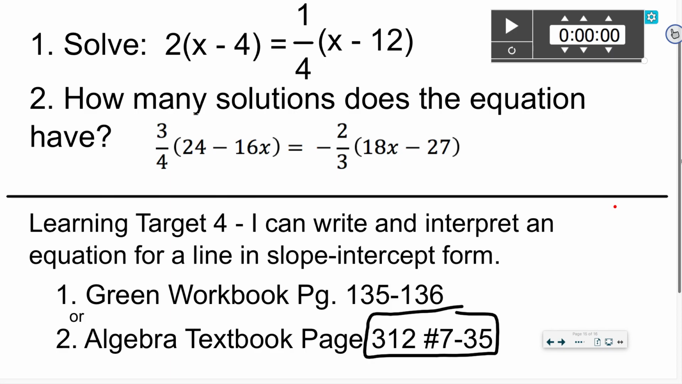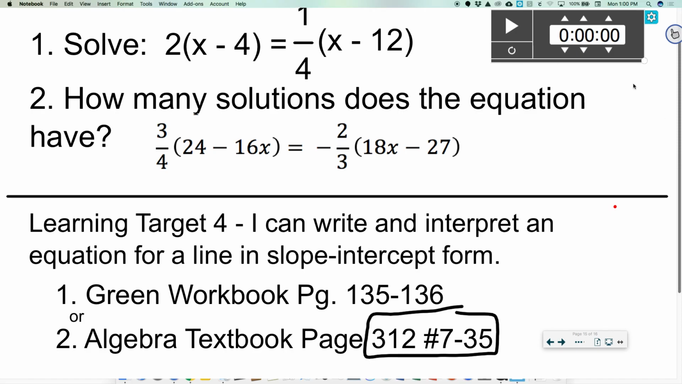Okay, I'm going to stop the recording, but these two questions first. I'm going to put about 7 minutes up. When you hear the beep, you should be done with those two questions. If you're not, then try to quickly work through so that you can get right to the practice on page 312 in the textbook or 135 in the workbook.